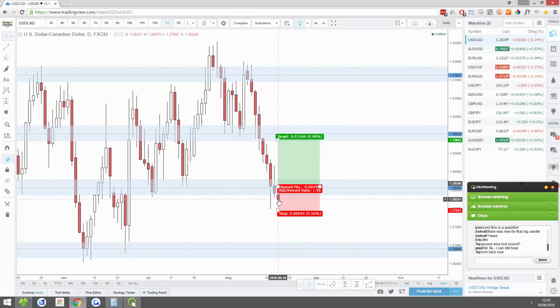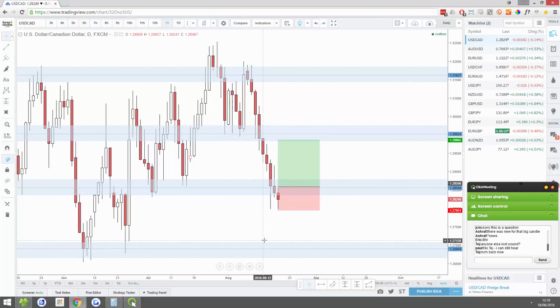If this closes as a strong indecision candle and then price starts moving up, I might do some risk analysis on it and decide if I think it's a good idea to enter this trade. But yeah, I wouldn't hold my breath for this one.